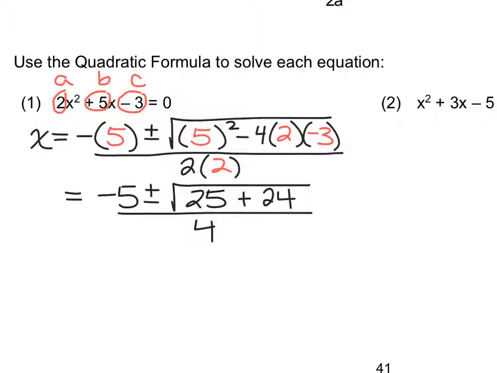All right, so just simplifying a little bit. Negative 5 is just negative 5. 5 squared, 25, and then negative 4 times 2 times negative 3 will give you a 24, which very nicely cleans up.